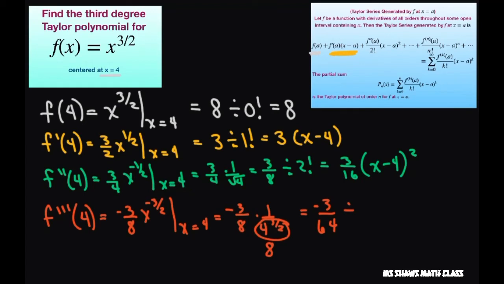And we're also dividing this by 3 factorial, which is 6. So this is going to end up being equal to negative 1 divided by 128. And you multiply that by x minus 4 cubed. So let's write out our third degree Taylor polynomial.